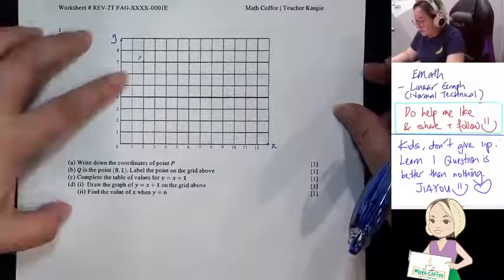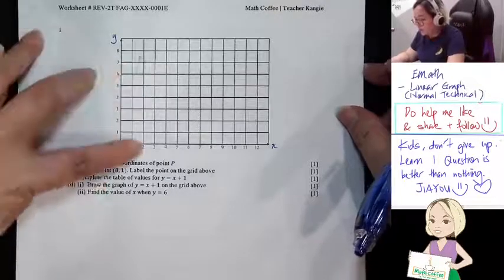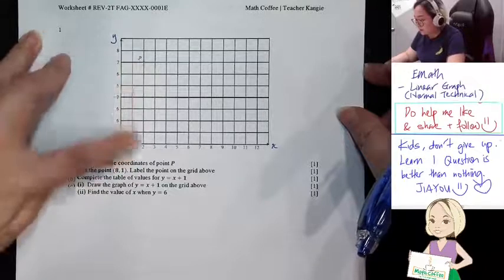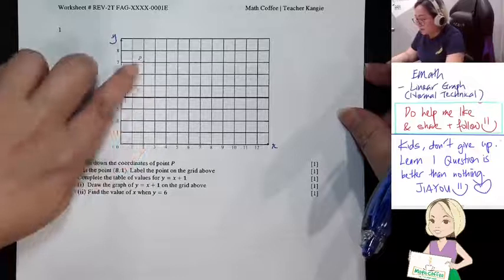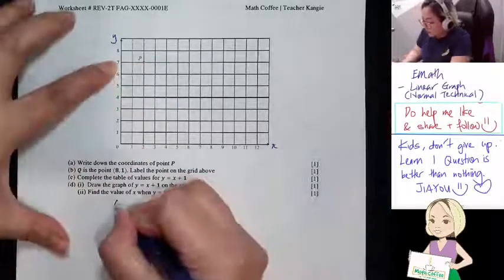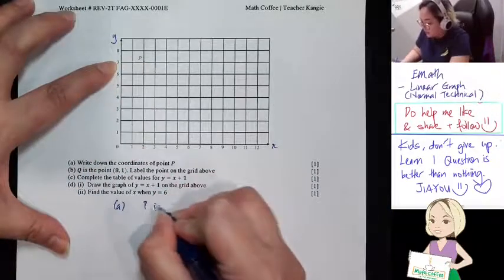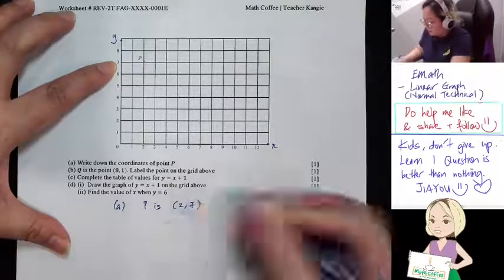Okay, let's start. For this P, we always read the x coordinate first, then the y. The x coordinate of P is 2 and the y is 7. So for part A, P is (2, 7).